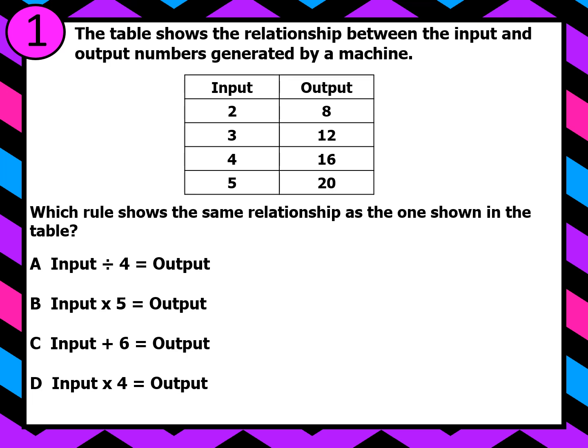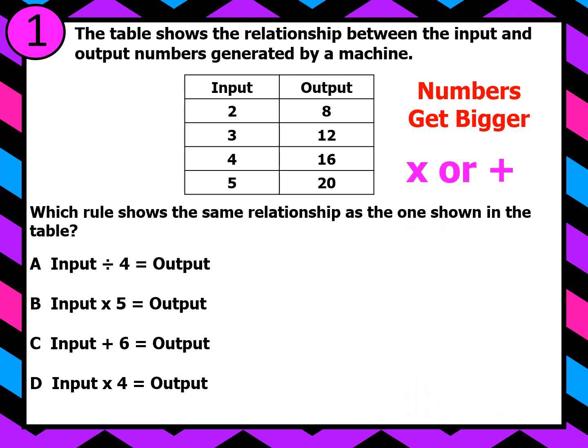When looking at the numbers in this table, I see that my numbers are increasing or getting bigger. So I know that my rule has to be either multiplication or addition. Because of that, I know that the answer cannot be A because that is a division rule. I am now going to try answer choice B. Input times 5 equals output. 2 times 5 is 10, not 8, so I know it cannot be B.